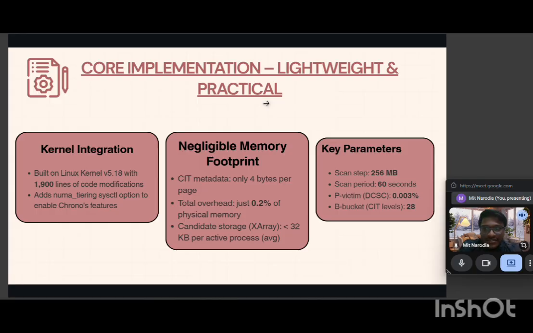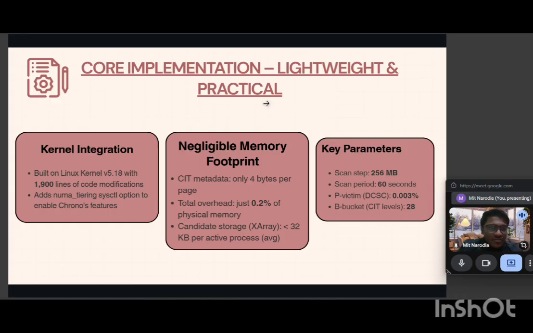First is the kernel integration. This is how they really built it. They put it directly into the Linux kernel 5.18, which took them about 1900 lines of code, and it's easy to switch on because they added a new tuning option in sysctl. And what is sysctl? Sysctl is just a simple command in Linux that lets you change the kernel setting while it's running, so you don't need to recompile the kernel to turn Chrono on and off.